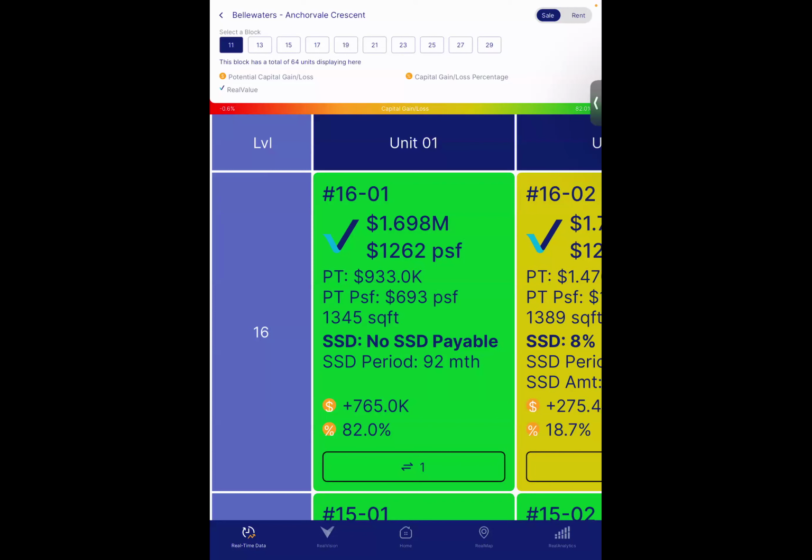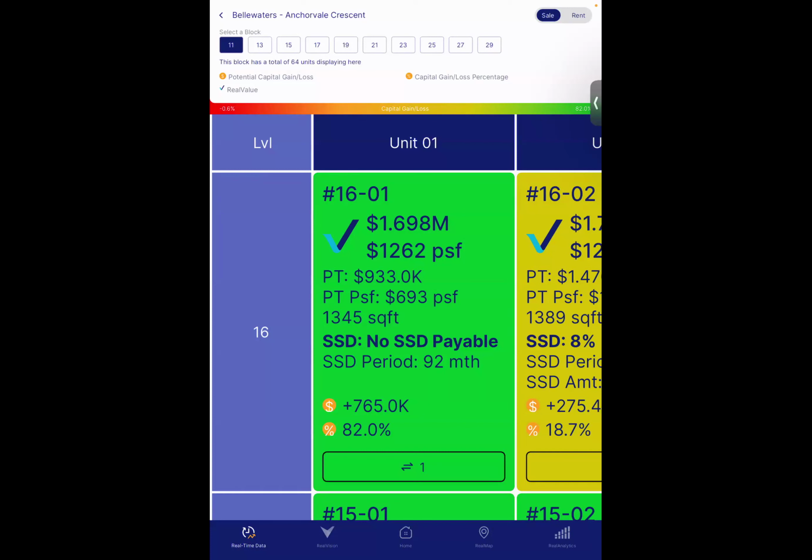Okay, 1262, it is the estimated PSF of unit number 1601. And then you can see below that is a PT. PT means previous transaction. It means the person that bought the unit currently staying inside there bought at what price? 933K. When he bought, it is 693 PSF. Previous transacted PSF, PT PSF, it is 693 PSF.